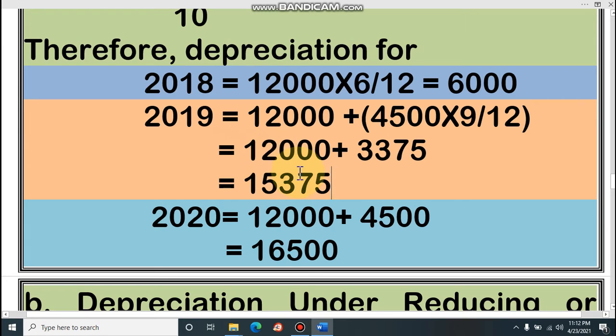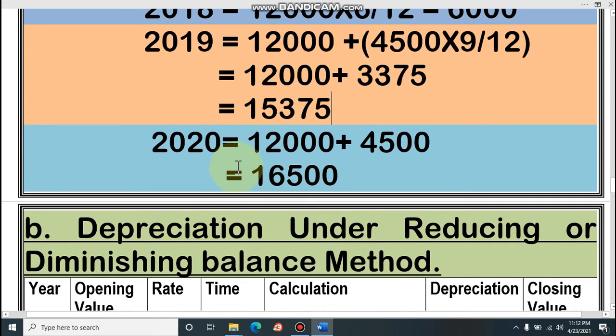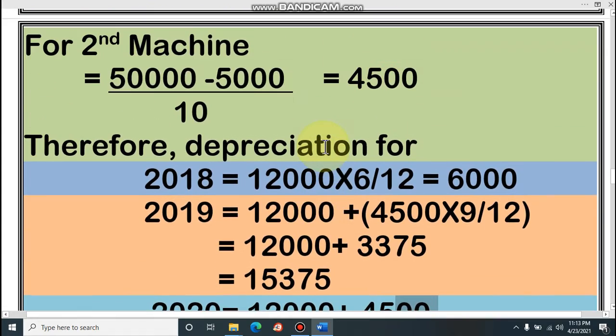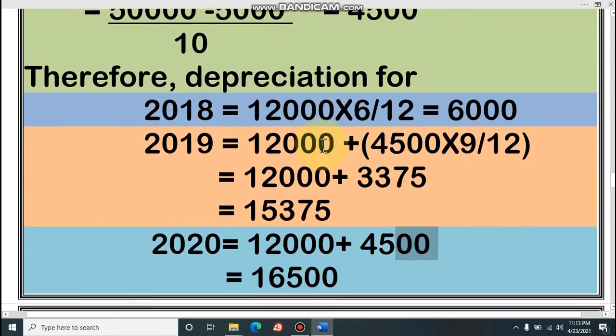So dear student, for 2019 total depreciation is 15,375. And for 2020 it is easy. First machine whole year, second machine also whole year, so it is 16,500. So this will be the depreciation in straight line method.